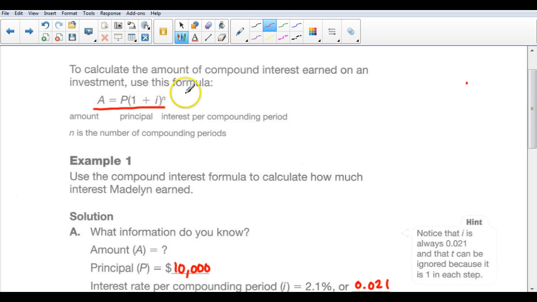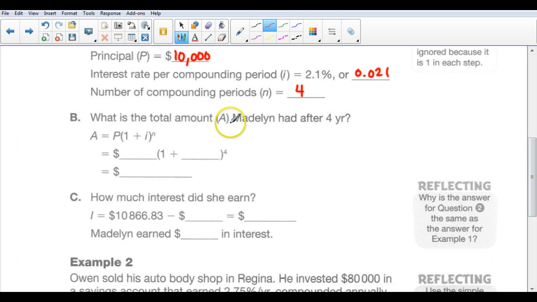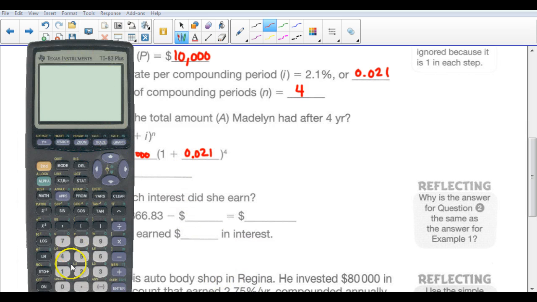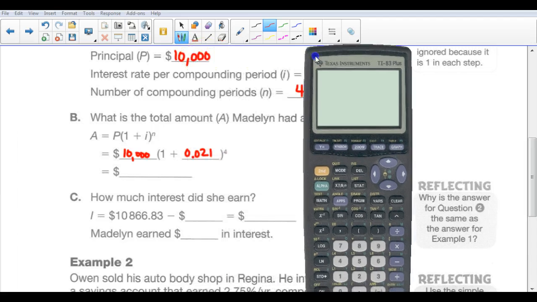So all we do is take this information and plug it into this formula up here and see if we can come up with a faster or shortcut way of doing this. So the amount is equal to the principal, 10,000, times 1 plus the interest rate. What is the interest rate? 0.021. We have to put it as the rate here, not as a percent. If you put it in as a percent, you'll get a wrong answer. So now we just do the math. Okay? So we take our calculator. Let's turn it on and clear this out.